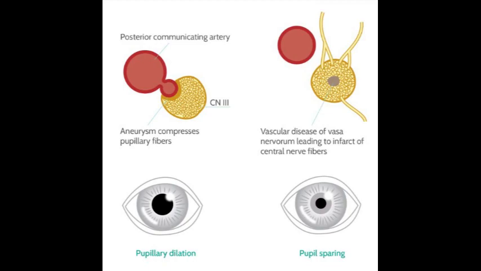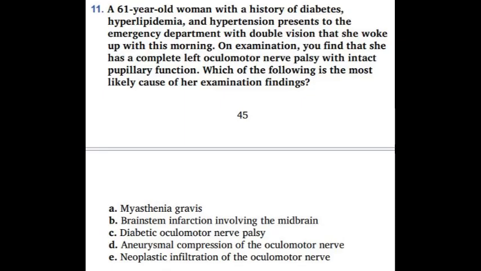So back to our question, we can see that we have this patient with diabetes, hyperlipidemia, and hypertension. She came with double vision that she woke up with this morning, and you saw that she has a complete left oculomotor nerve palsy. So it's an isolated oculomotor nerve palsy, but the pupillary functions are intact, meaning the parasympathetic fibers are fine. From our explanation, that means that most likely we have an ischemia or damage to the central aspect of the nerve. So which of the following is the most likely cause of our finding?